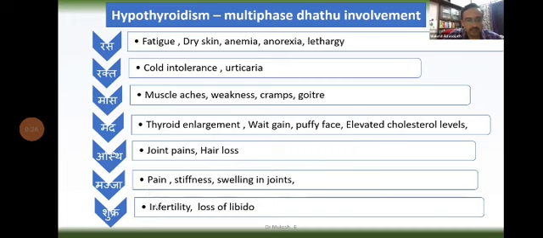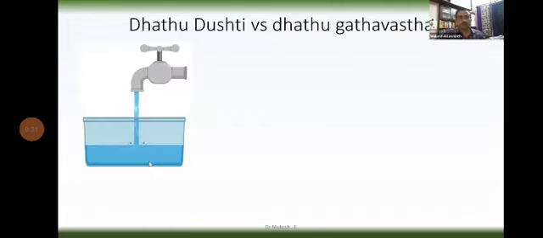In the same way, once the Shukra is involved, the patient will end up in infertility. So you can see the sequential involvement of the dhatus in a patient. Then the question arises, what is the difference between dhatu involvement and dhatu gadavastha?